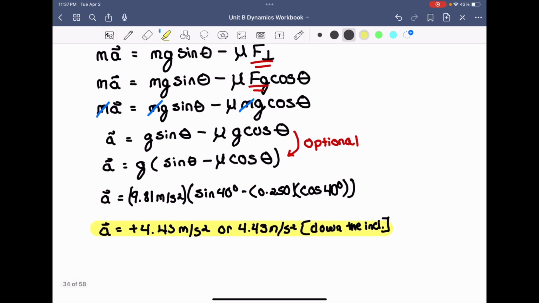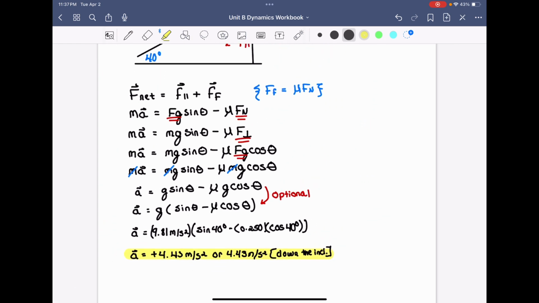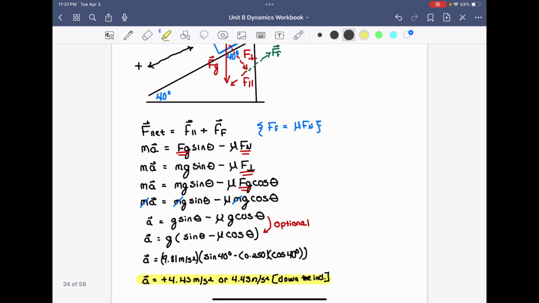So given these conditions, if I zoom out to the macro level of this problem, at the end of the day, regardless of what mass I put on this incline, as long as it is sliding down an incline with a 40-degree angle and a coefficient of friction of 0.250, it will accelerate at 4.43 meters per second squared down the incline. Very, very big key connection there.